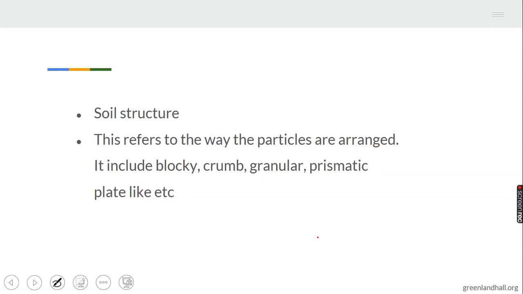Soil structure is the next one, which refers to the way the particles of the soil are arranged. For example, you have blocky, crumb, granular, prismatic, plate-like, etc. There are different ways depending on the type of soil. The type of soil determines the way the particles are arranged.